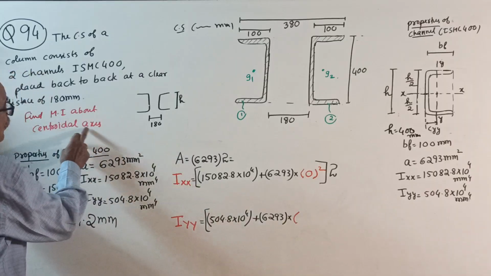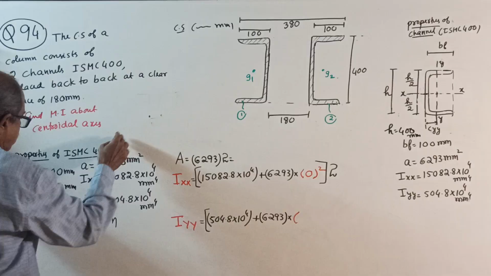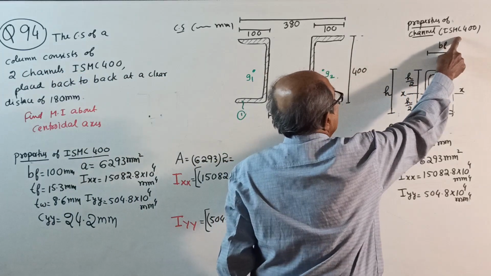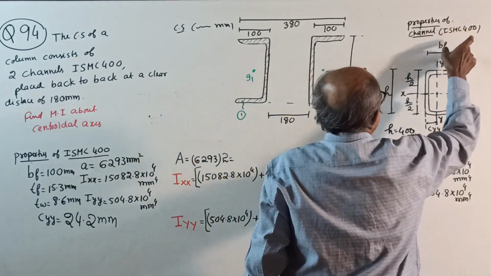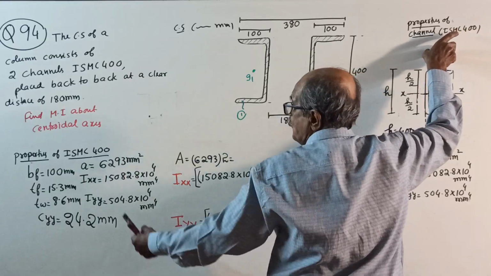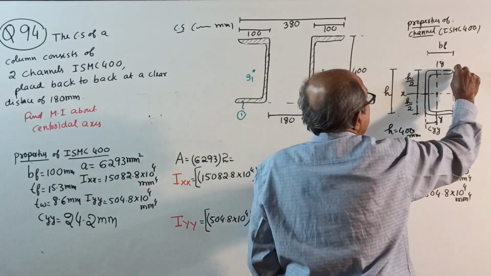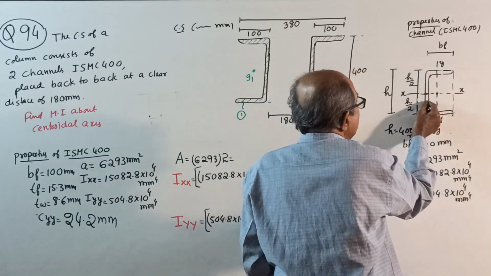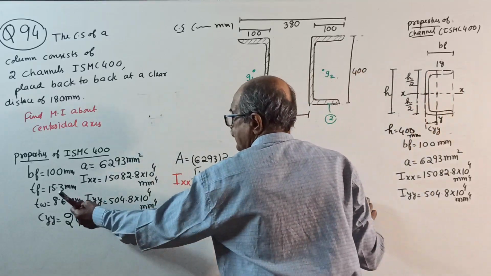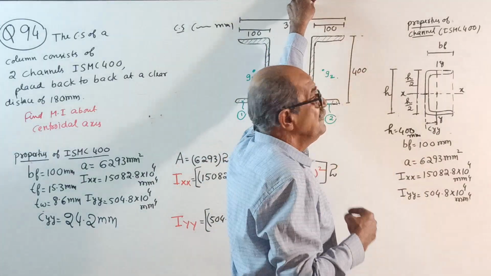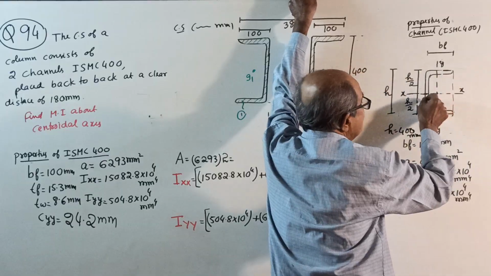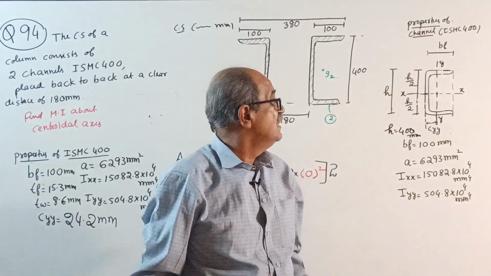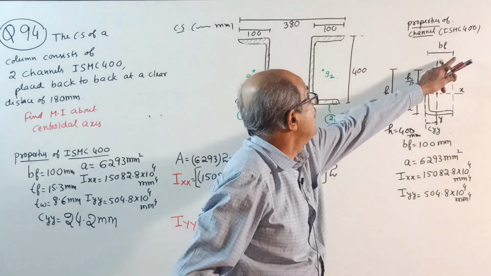Find moment of inertia about centroidal axis as usual. Okay, start. Properties are given here. First, I will write the properties of a channel. ISMC 400. This is the breadth of flange. It is given as 100 millimeter. This is the thickness of flange, 15.3 millimeter. This is the thickness of web, 8.6. But actually in this question, the thickness of flange and thickness of web are not required. They are required in steel structures for other reasons, but breadth of flange may be required.